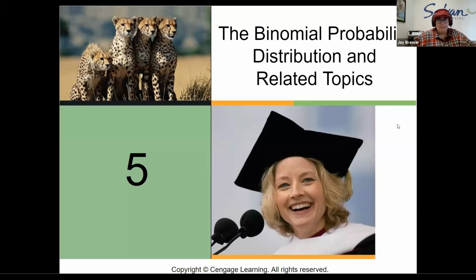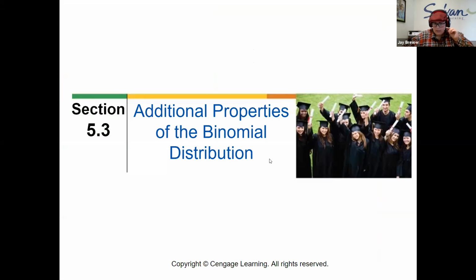So let's go ahead and dive into Chapter 5, Section 3, Additional Properties of Binomial Distribution.